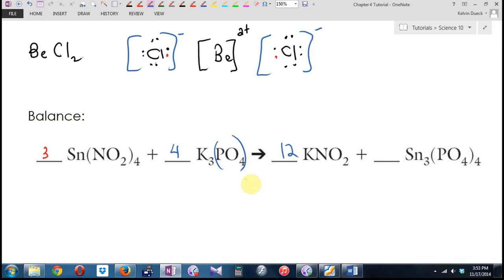Okay. In other words, I think we're balanced. Let's double check. 3 of these, 3 of these. Well, except this multiple choice question said, what are the coefficients? The answer would be 3, 4, 12, 1. But yeah. Not 8. I'm treating this like one funky atom.